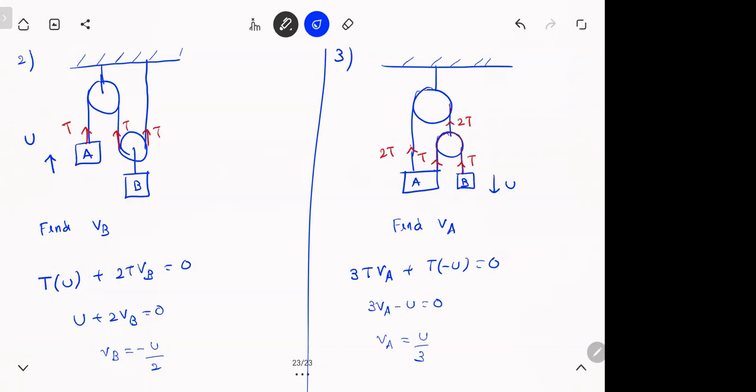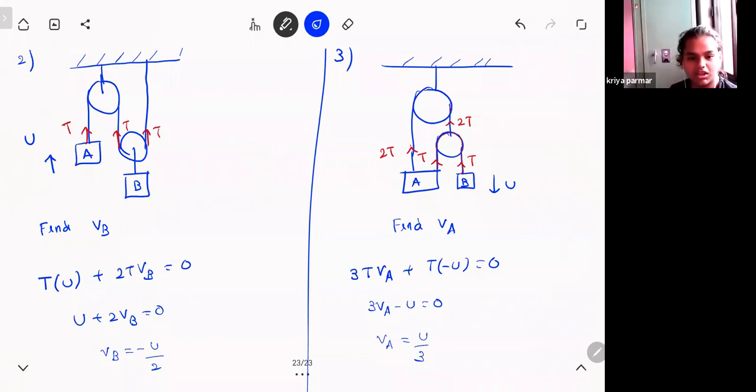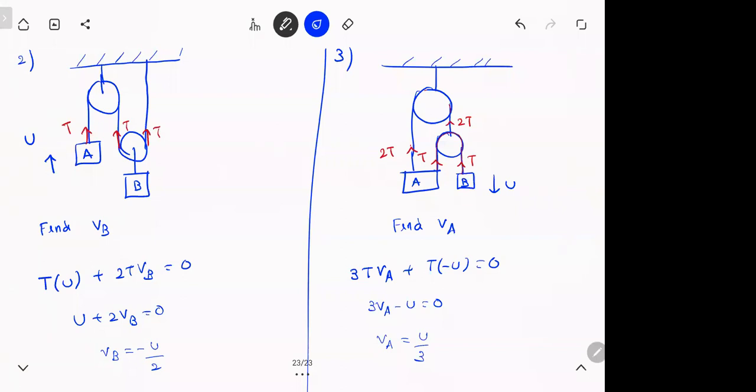So here, basically, if you see now, on A, there are 2 different strings. One string's tension is T and the other string's tension is 2T, because if 2 strings are pulling the pulley, the tension above will be 2T. Have a look at this, second and third. Any doubts, ask me. Hope this was clear.